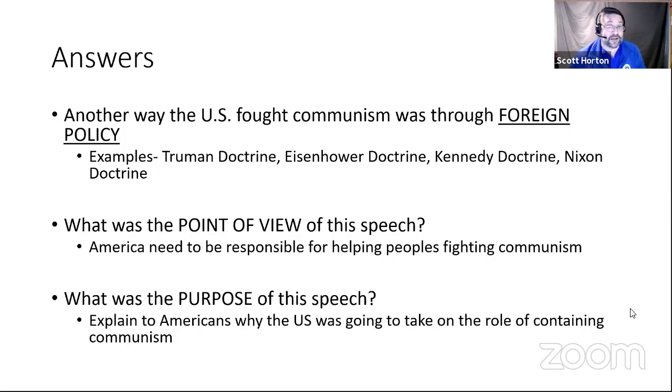Other presidents eventually will have theirs, as you can see from my list on the screen. So the point of view, America needs to be responsible for helping people fighting communism, or as he calls them, internal insurgencies. The purpose of the speech explained to Americans why the U.S. is going to take on the role of containing communism. So in a sense, he's trying to set the stage here. You could argue he's setting the stage for increased involvement of the United States in the world post-1945. It's our responsibility to help people fighting communist subversion. Let's try another one.